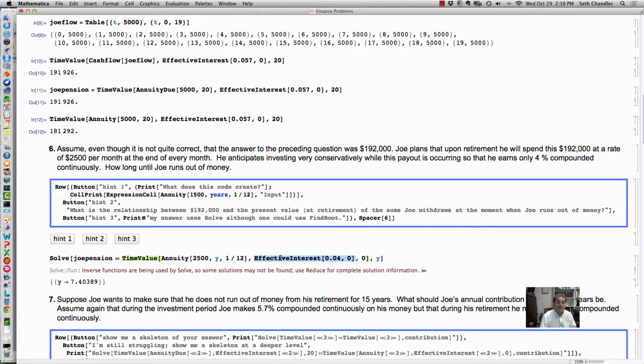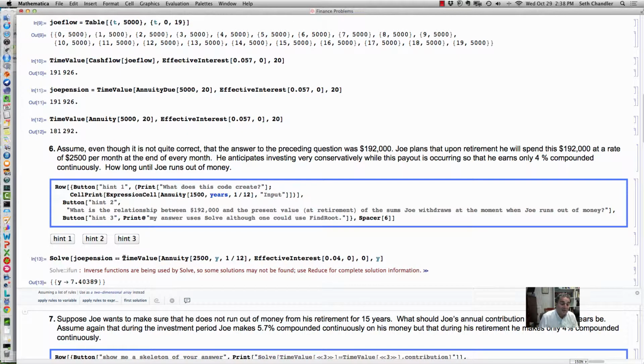We have 4% compounded continuously, and what we're basically saying is that the time value today of this annuity stream needs to be equal to the amount of money that Joe has, which is, if you used 192,000, that's fine. I'm going to use 191,926 here. And now all we're doing is solving for Y. How many periods does Joe have to have? And so he will only last for 7.4 years, yes.